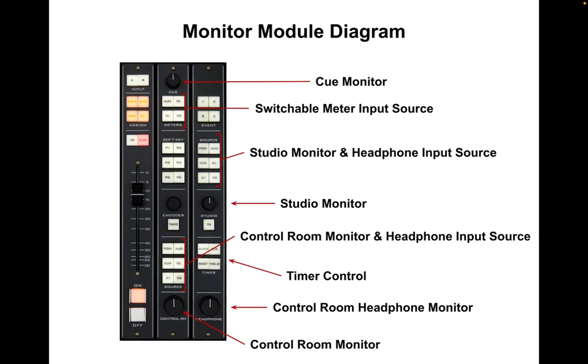The switchable meter input source selects which signal level is displayed on the switchable meter's digital bar graph meter that we mentioned in the VU meter diagram. The timer control acts like a stopwatch and controls the timer with start, stop, reset, and hold functions. When it is in auto mode, the timer will reset and begin counting up when a remote start button is activated on a non-microphone pot.